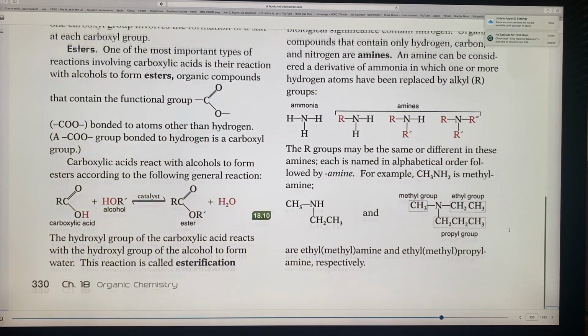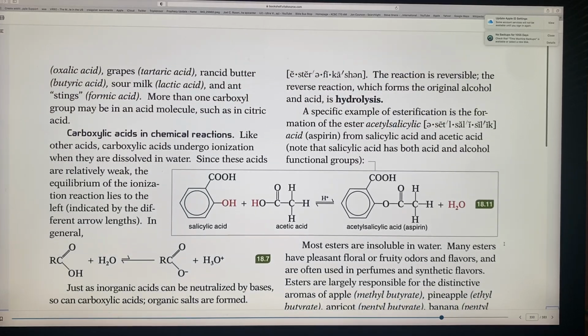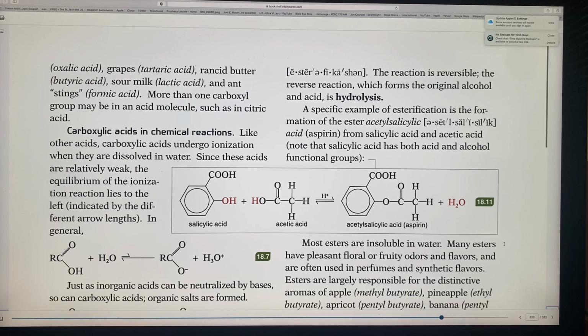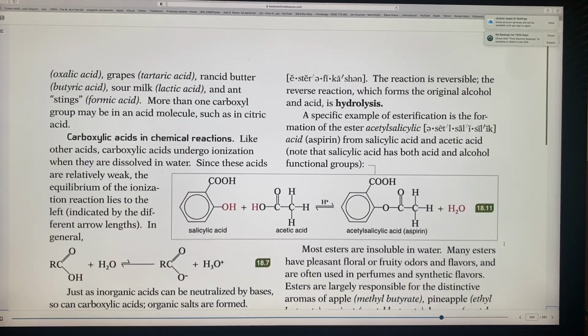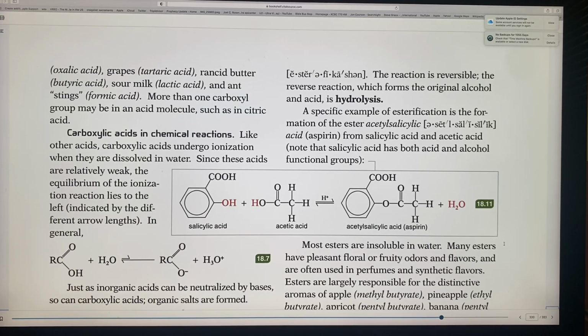So basically, going back to the esterification, the opposite of esterification is hydrolysis. It's the reversal, because you can take the ester and reverse it back with water. And that's what that picture was here, reversing it back with water.